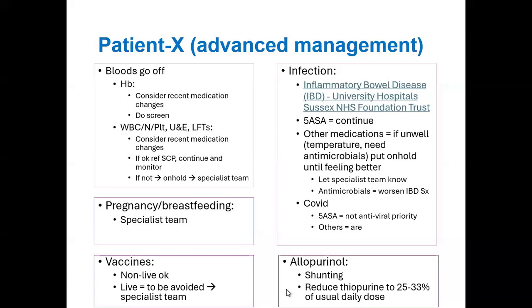But just to let you know, if you are seeing anyone on allopurinol, whether it's for gout previously or we've started it, that thiopurine dose should be reduced to 25% to 33%, so a quarter to a third of their previous usual daily dose, because if not, basically it becomes the equivalent of overdosing them on that thiopurine. So if you ever see allopurinol and you're not sure they've been dose reduced, again, do check with the specialist team, and we'd be happy to help there.